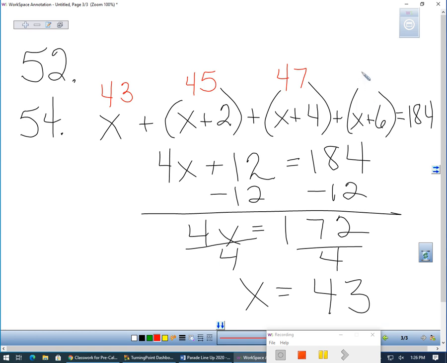And what's your final odd integer? 49, good. Okay, so you need all of those answers.